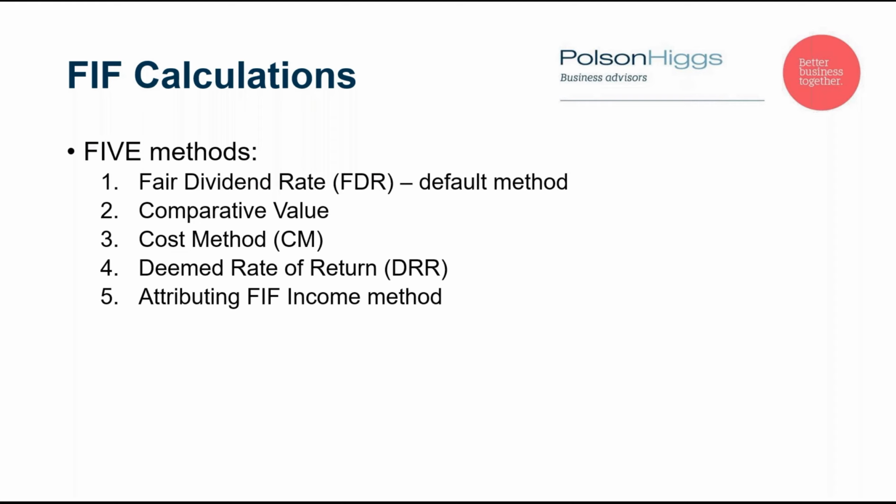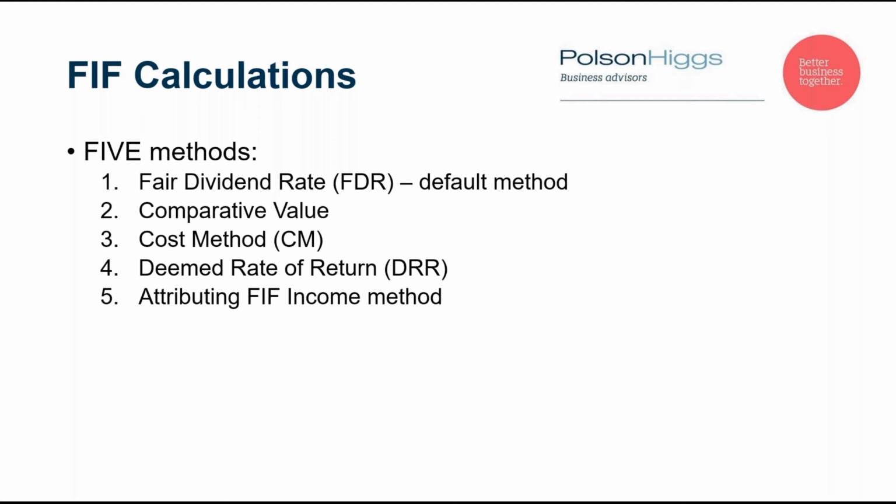The last method, the attributing FIF income method, is a bit of a special one. It sits outside the scope of our webinar today, but just to give you a brief background of what it is, the attributing FIF income method is the equivalent of the CFC method for FIF shares. It has a semi-look-through method, and you need to know a lot more about your FIF because you effectively take the FIF's income, not their dividend, but their income, and attribute some of that to your shareholder. When does it apply?